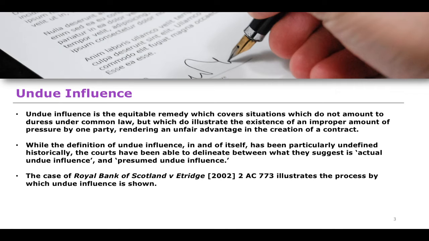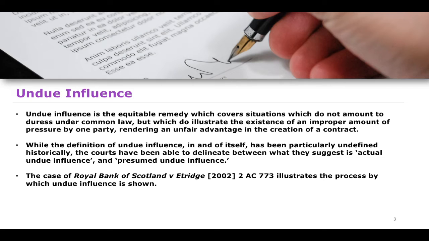Now, this is the subject of the next two lessons: in the next lesson we'll talk about actual undue influence on the one hand, and then in the lesson after that we're going to talk about the concept of presumed undue influence on the other hand. Two very, very important topics. But for now, just finishing this lesson off nicely, we're going to think about the way and the process by which undue influence is shown.